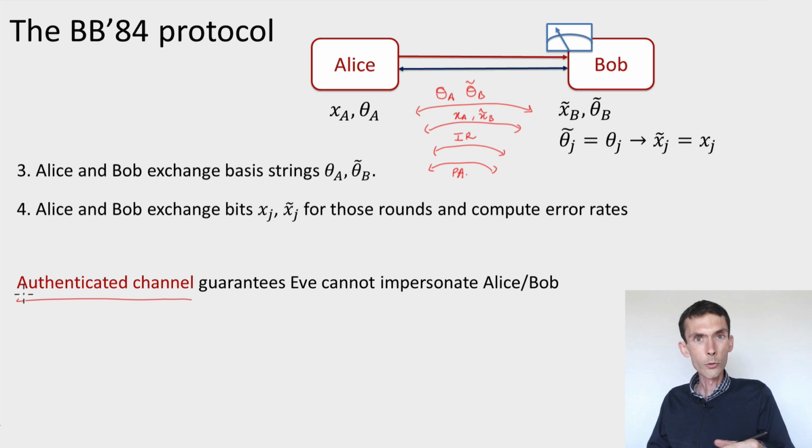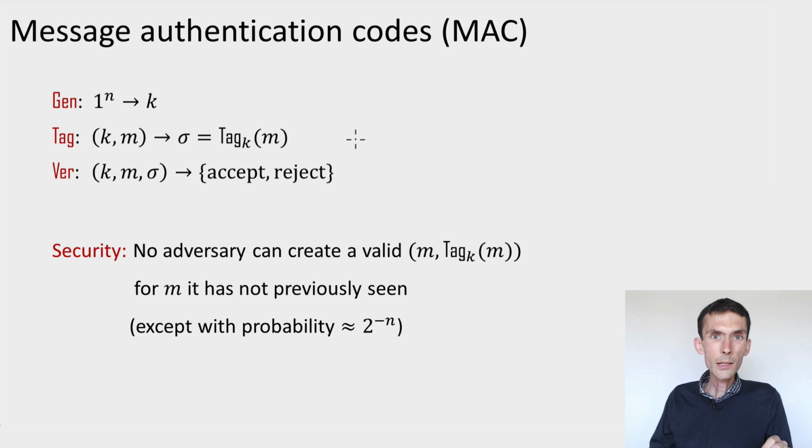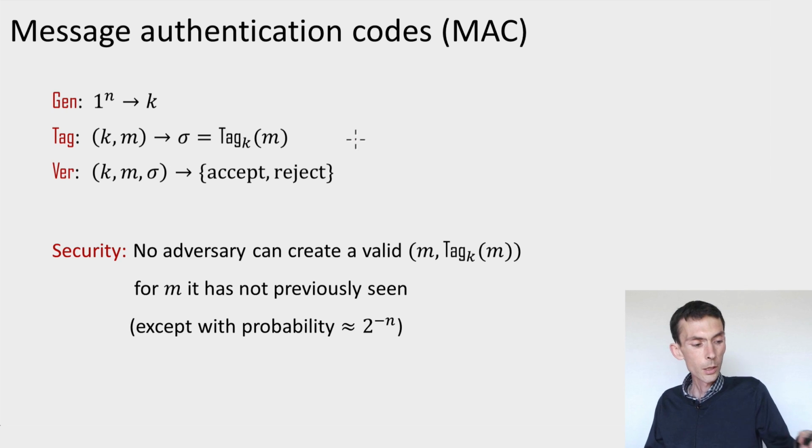Let me tell you how this can be done. The main idea is to use a completely classical cryptographic primitive called the message authentication code. So what's a message authentication code? It has three parts. The first part is a key generation procedure. K here is called the key. The input to that procedure is just a length parameter n. This n is called the security parameter. The bigger the n, the more secure the authentication code will be.